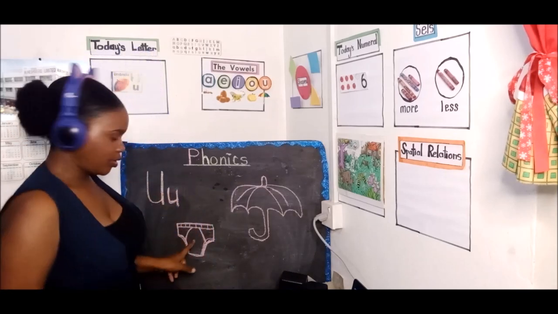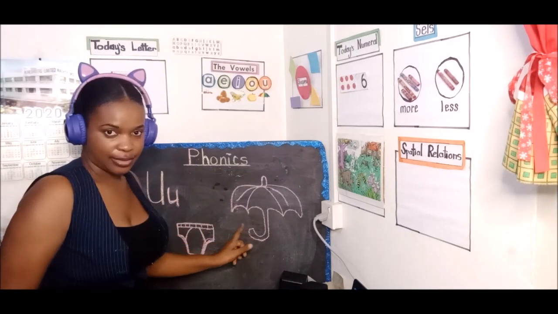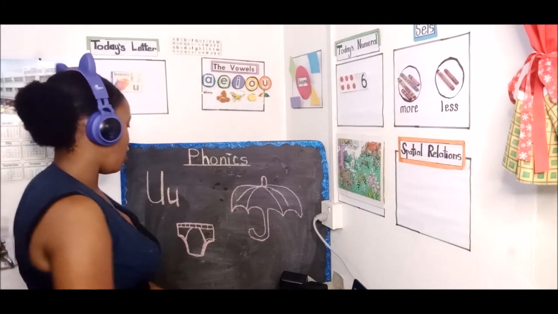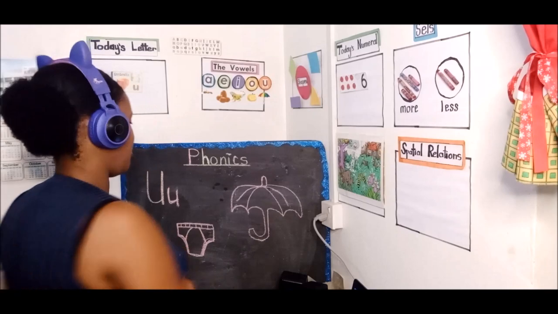Now let's talk about some things that begin with letter U. You have underwear, umbrella. Underwear and umbrella. Are you hearing the U song at the beginning? Yes, we are hearing that song.